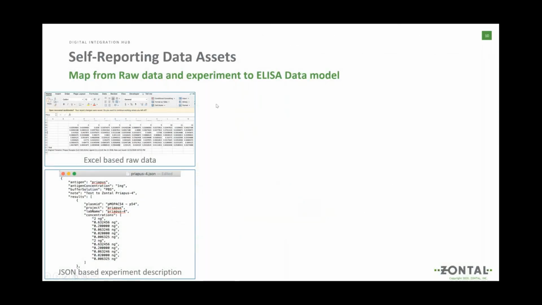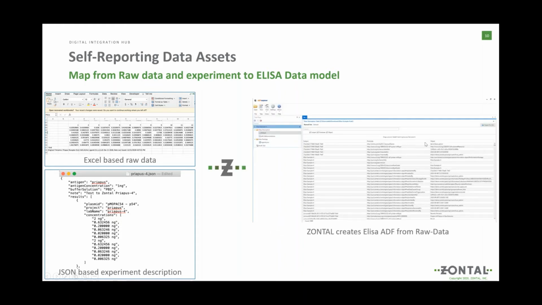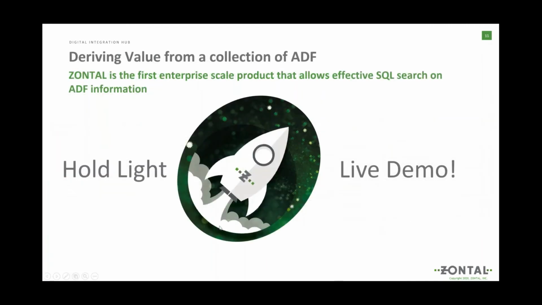So the one thing I still wanted to show, though, is what we mean with creating self-reporting data sets or data assets. It's really this mapping, where you have the Excel representation of absorbance values, you have this JSON-based experiment description, you throw that into ZONTAL, and it creates a nice ADF where all the information is triplified in RDF, and you can run really performant SQL searches on top of this. And so this is what I plan to show you. Of course, live demos have their catches, so please keep your thumbs pressed that this will work out.